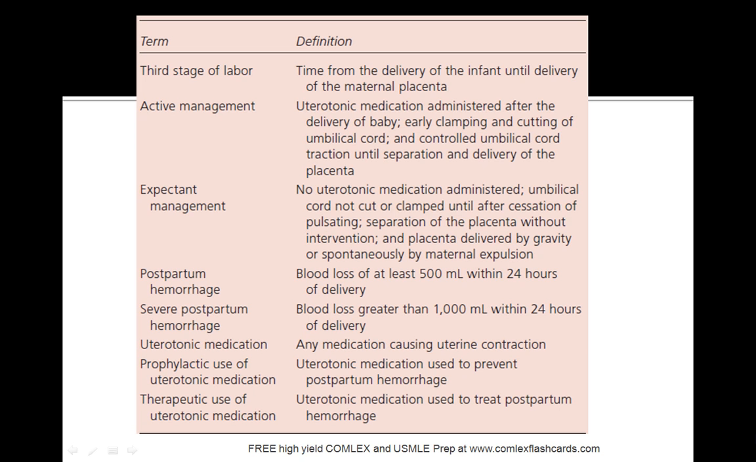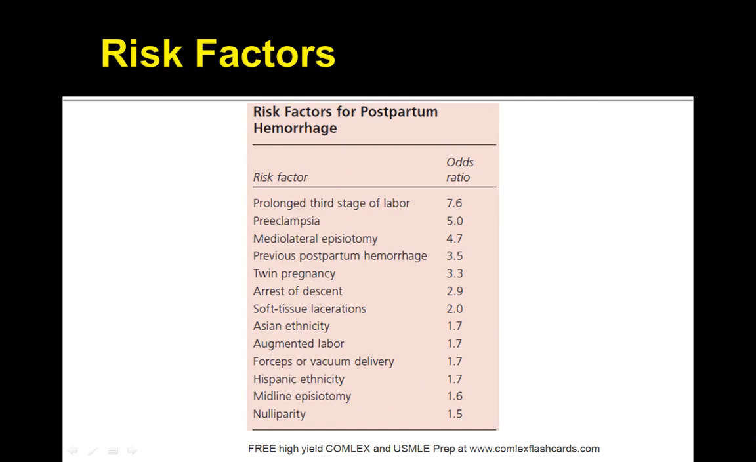Keep in mind, a uterotonic medication is any medication like oxytocin that causes uterine contractions. Again, prophylactic use of uterotonic medication involves uterotonic medication used to prevent postpartum hemorrhage. Keep in mind that therapeutic use of uterotonic medication includes uterotonic medications used to treat postpartum hemorrhage. So these definitions will help you understand the management of postpartum hemorrhage, because you'll understand what everything stands for, and it'll give you a clear idea of how to approach questions on the board exam.